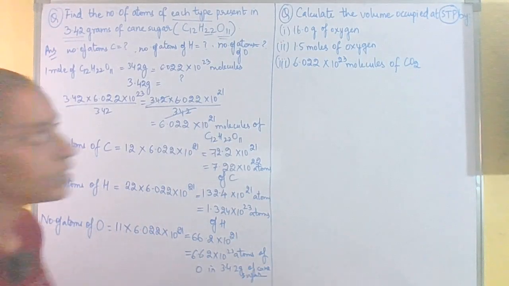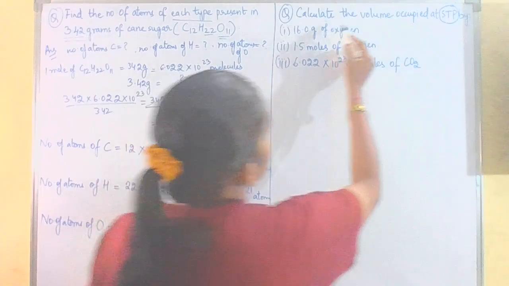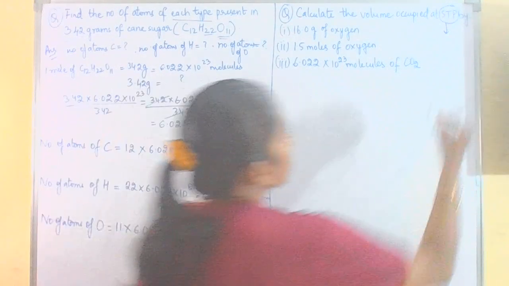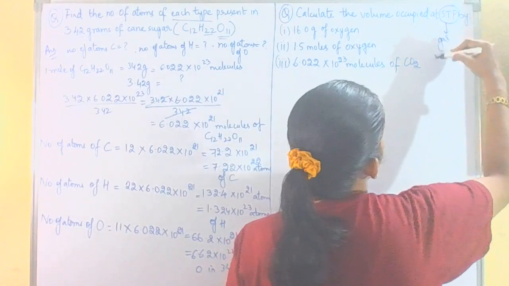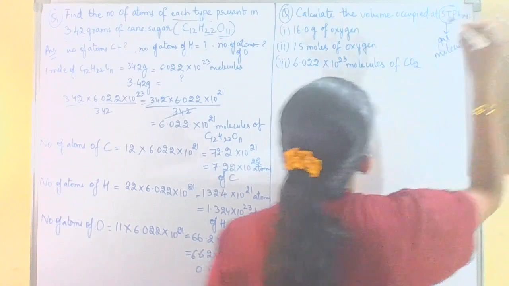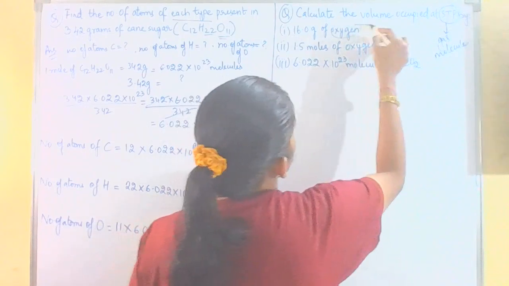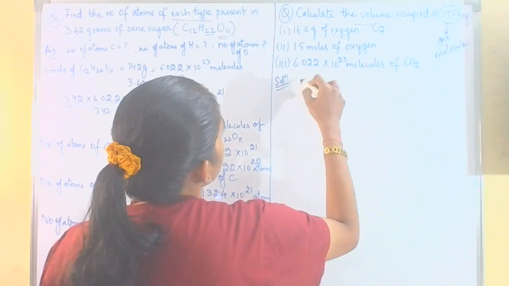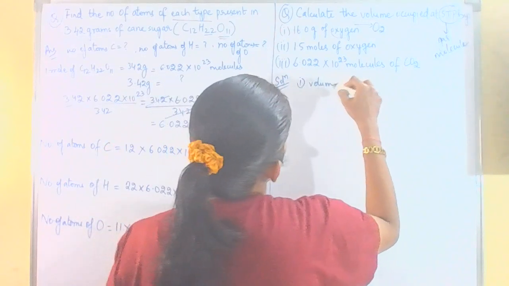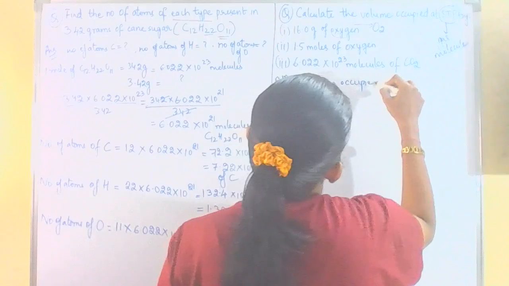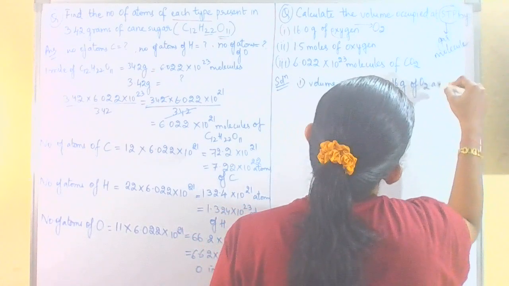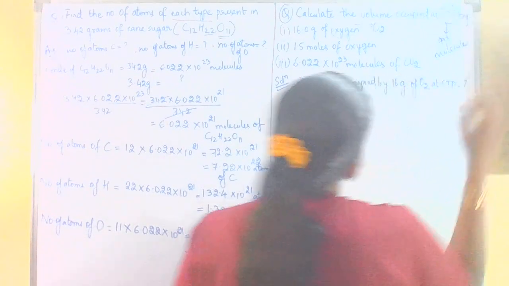Now we'll see the next question. Calculate the volume occupied at STP. STP means standard temperature pressure, and here the substance taken will be gas molecule. Okay, so 16 grams of oxygen, you have to write it as O2. You have to find the volume occupied by 16 grams of O2 at STP is equal to how much?